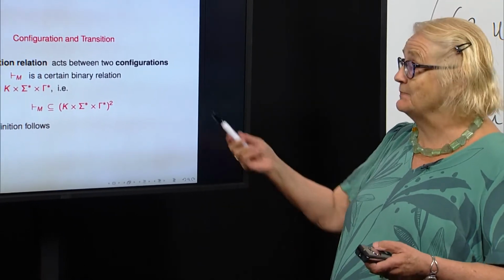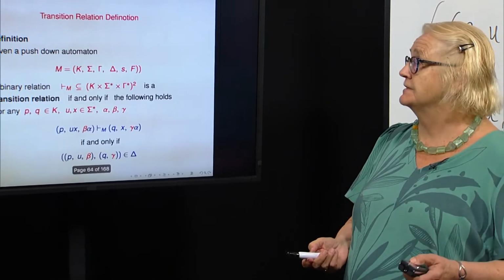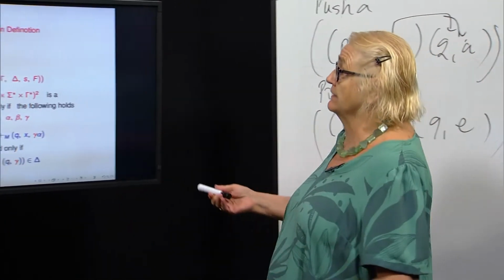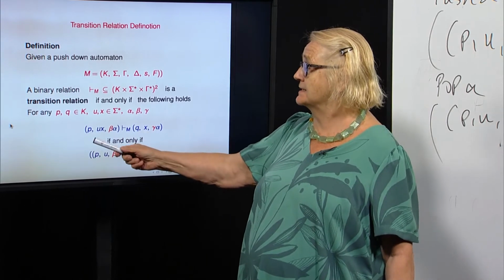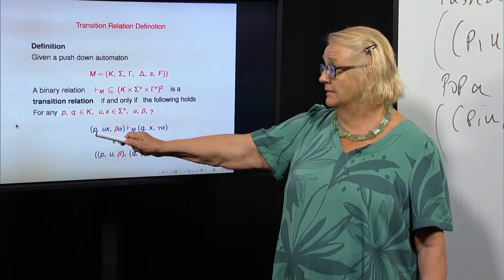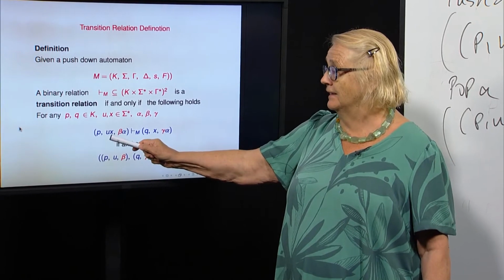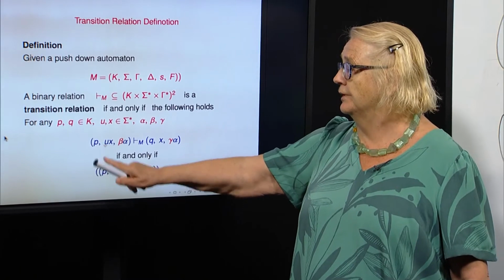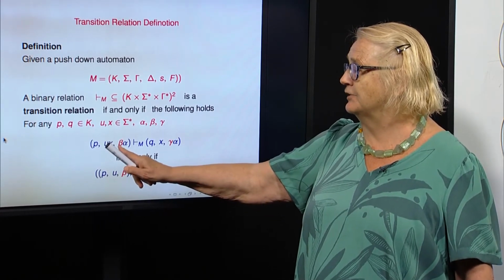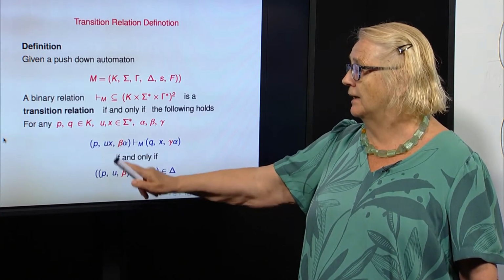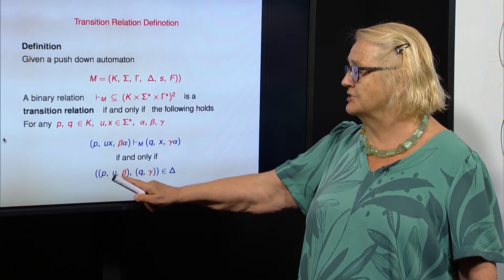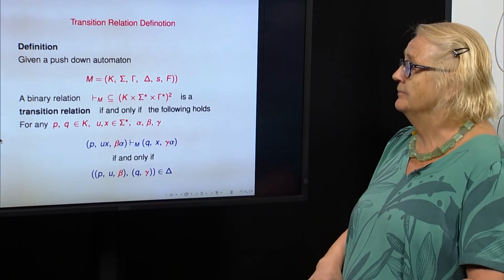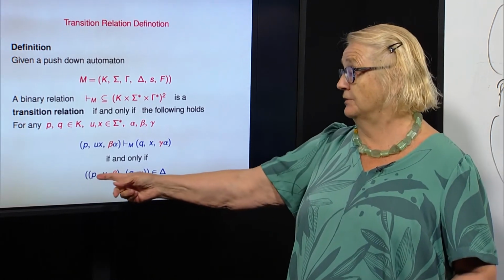And the transition is between configurations. And now the transition relation in automata: in a state P, the automaton reads U, which is the unread part, and B is on the top of the stack, and the instruction says replace B on the top of the stack with gamma. So that is your transition.